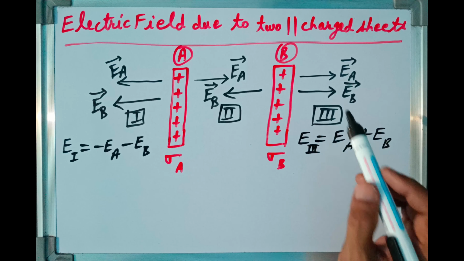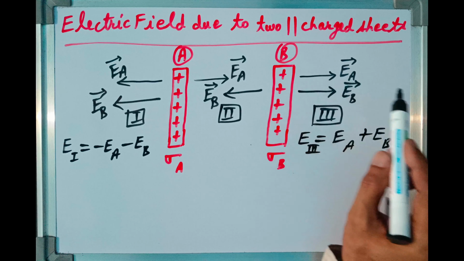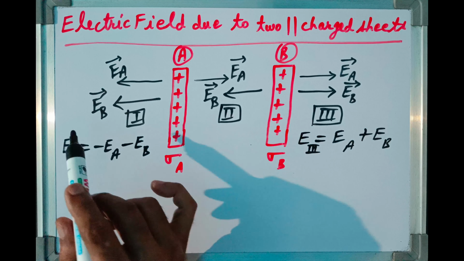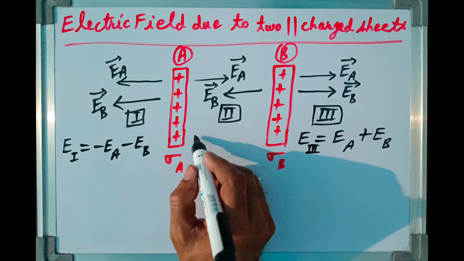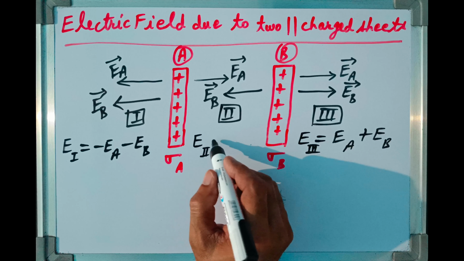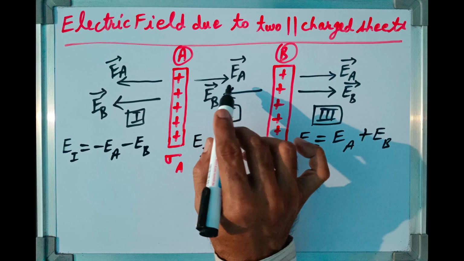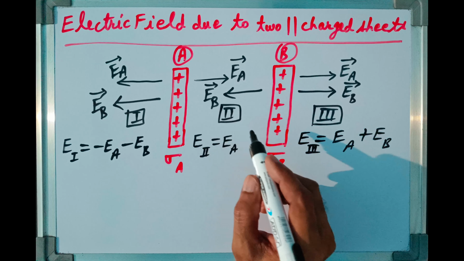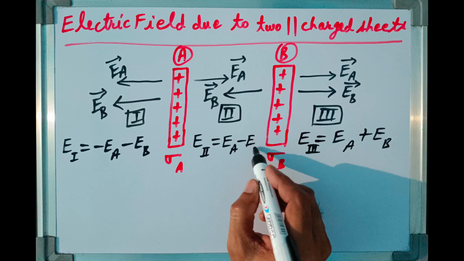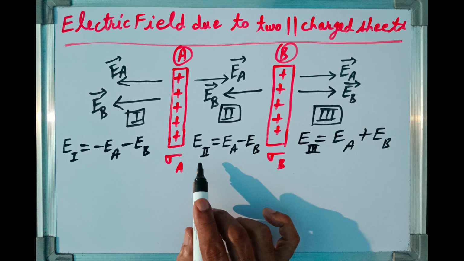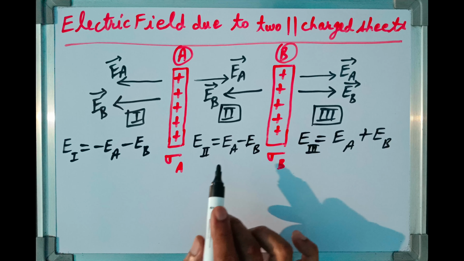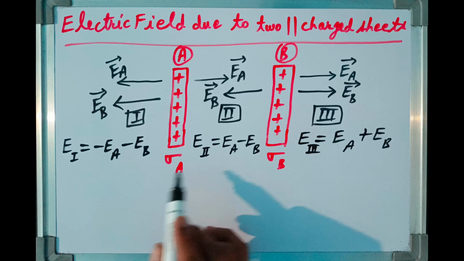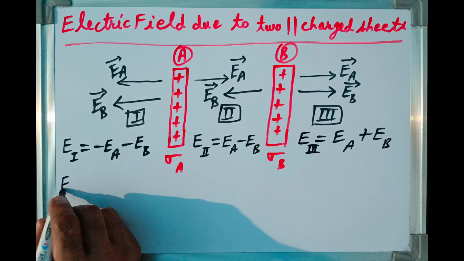I have considered the electric field lines towards the right hand side as positive and electric field lines towards left hand side in left direction as negative. And electric field in this middle portion can be written as, now EA is towards the right, it will be taken as positive, and EB is towards the left, it will be taken as negative. So this is the magnitude of resultant electric field in the middle portion on left hand side of plate A and on right hand side of plate B. Now we have to put the values of these electric fields and simplify.